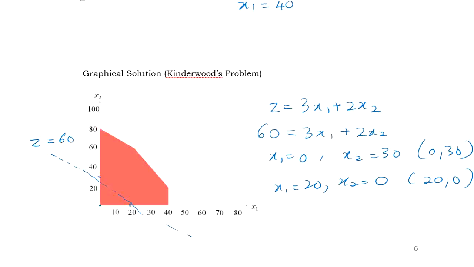And of course, when this z line passes (0, 0), then the z value is equals to 0. Therefore, for a maximization problem, it goes upwards. Okay. So the optimal point is here. This is the optimal point. So in order to find the x1 and x2 values, you need to do a simultaneous equation.